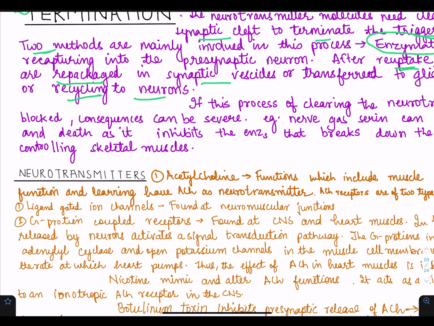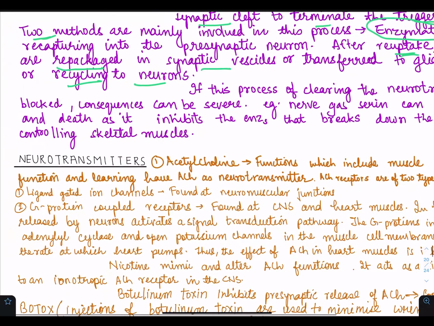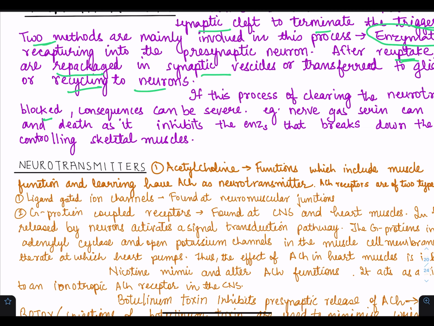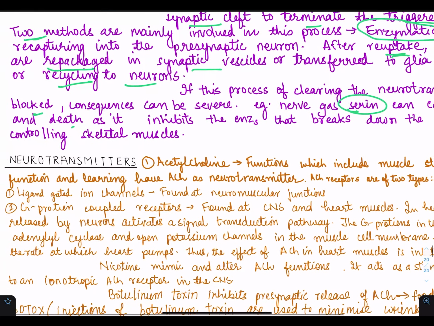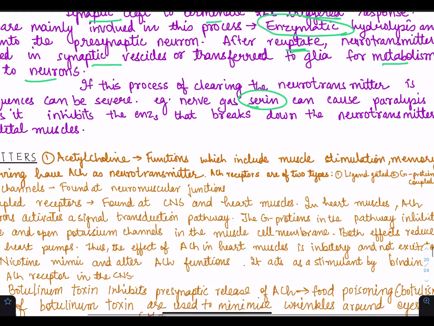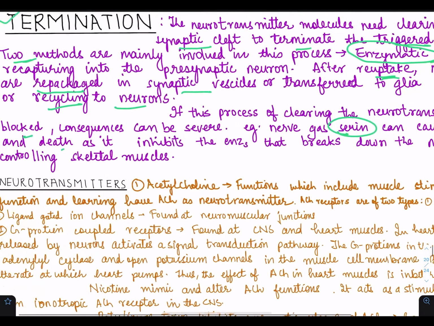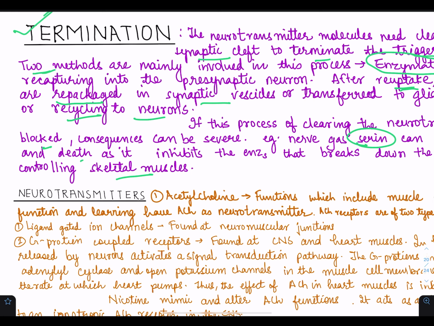If this process of clearing the neurotransmitter is blocked, consequences can be severe. For example, the nerve gas sarin can cause death as it inhibits the enzyme that breaks down the neurotransmitters which control the skeletal muscles. This is how termination takes place.